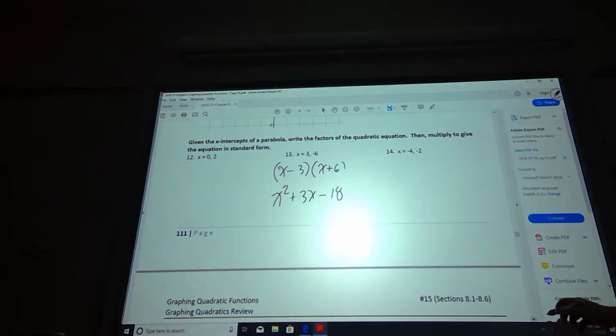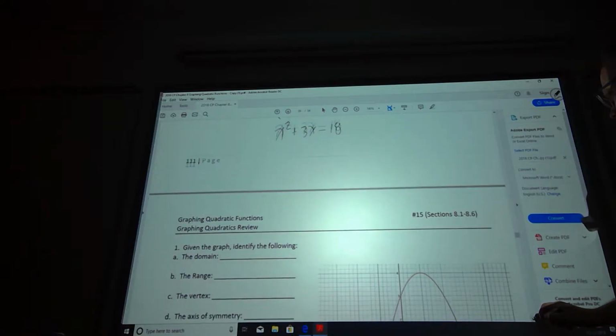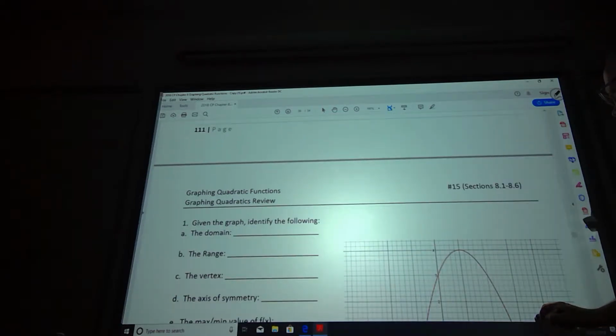Hi everybody, this is Chapter 8, Cherry Creek High School, CP Algebra 1. This is worksheet number 15. It looks like it's a review.